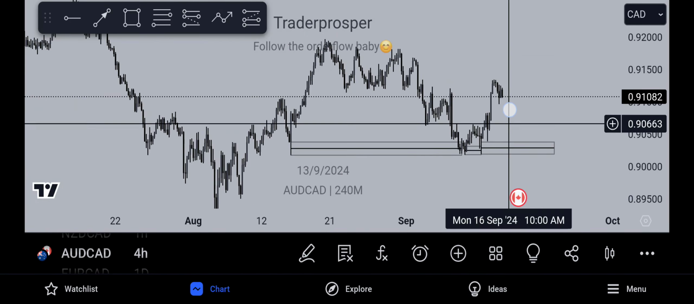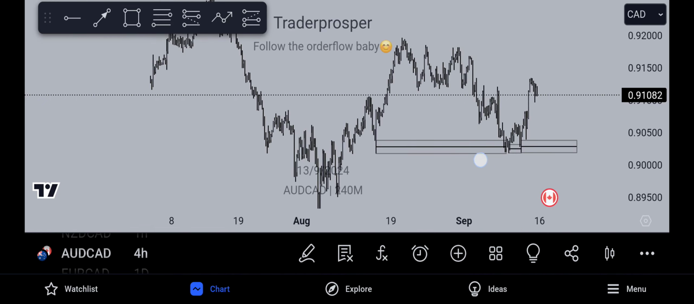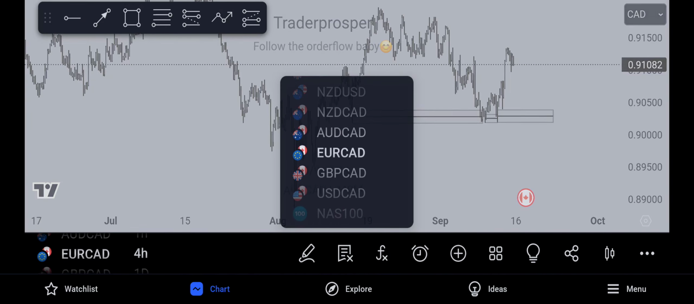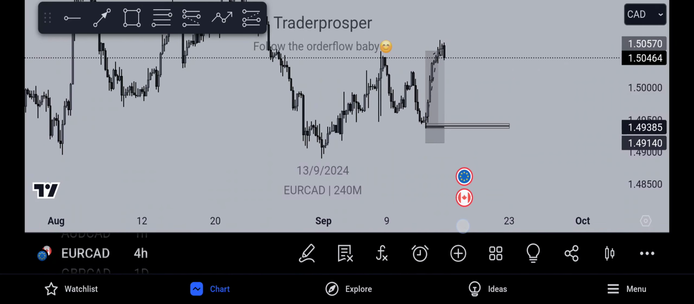Okay. Then our overall target will be that high. So we just wait and see what the market has for us. The same thing on AUD card.